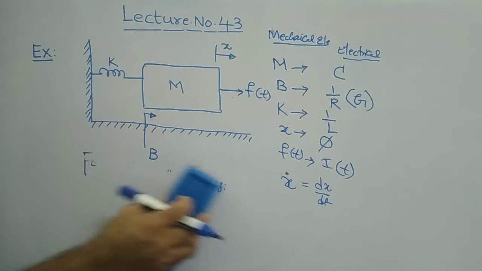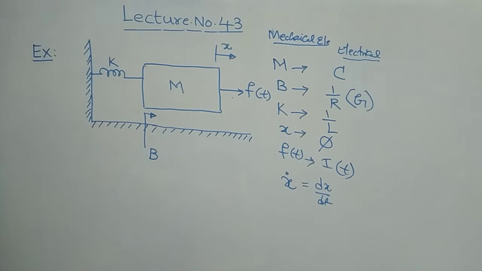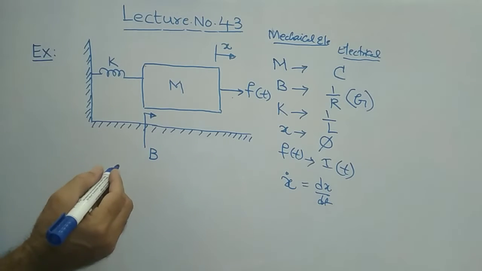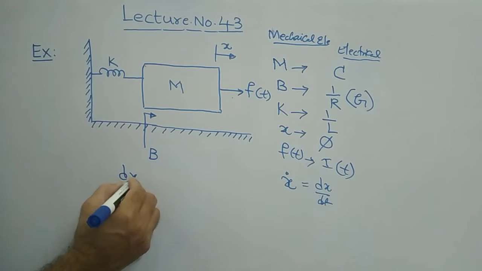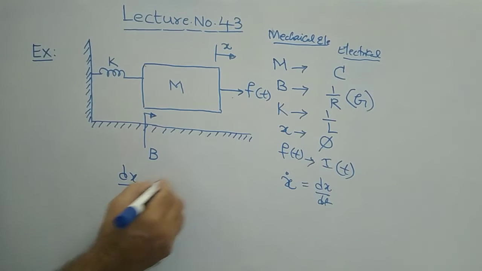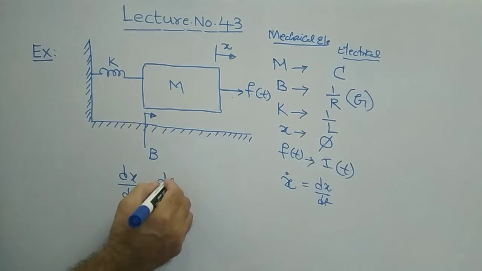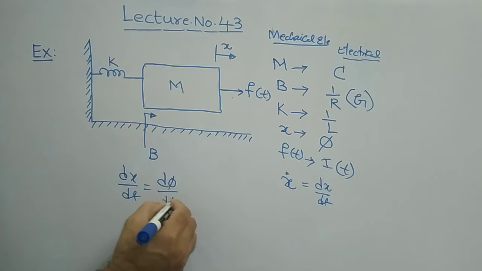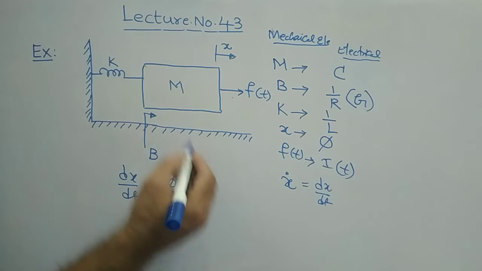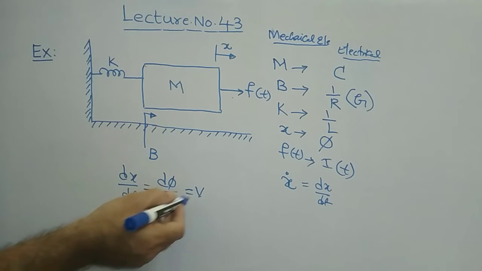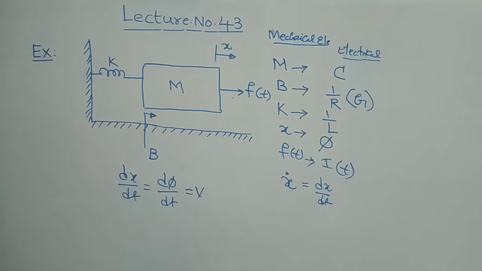Then if you take dx by dt, x dot is equal to dx by dt, and since x is phi, that can also be written as d phi by dt. This is called voltage V. d phi by dt is equivalent to V. Clear? These are the basic conversions we need to remember.